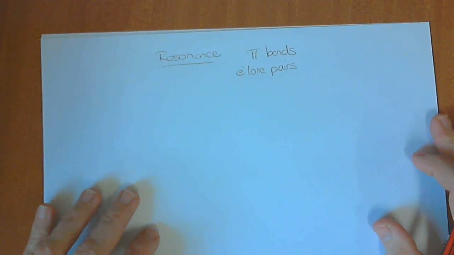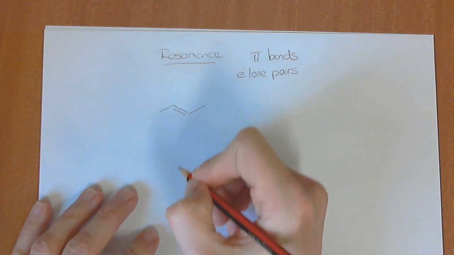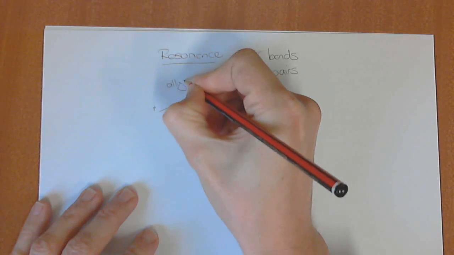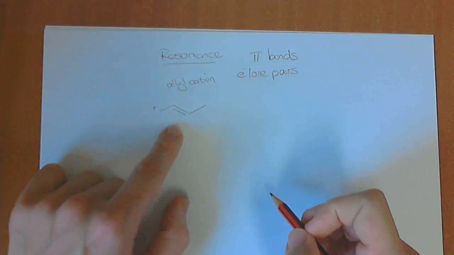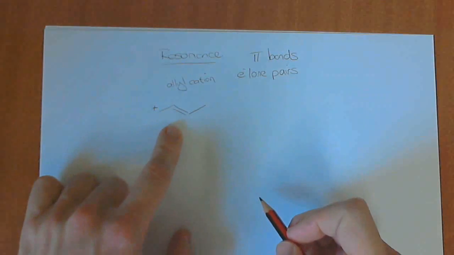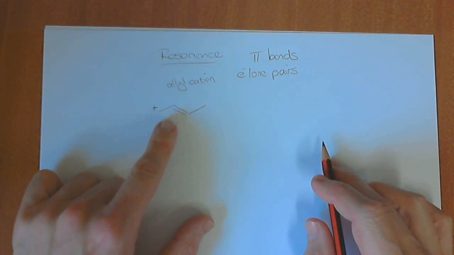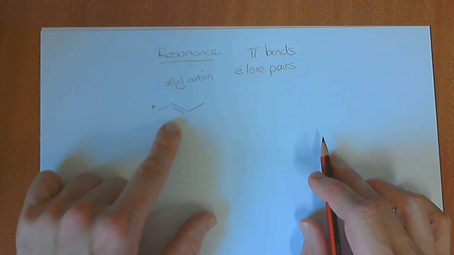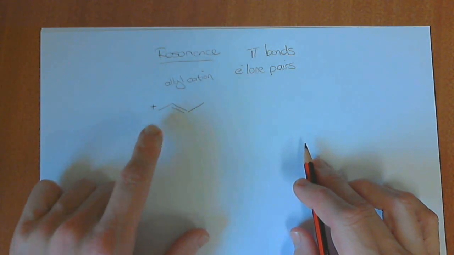Now, when I explained this in class, I used this example over here. It's actually an allyl cation, but you don't need to know that. That's not important at the moment. What we did, in order to make sure that we understood what was going on there, is we drew out the Lewis structure of this. So if you haven't done this already, I suggest you pause the video, try and draw out the Lewis structure yourself, and then come back and see if you got it correct.